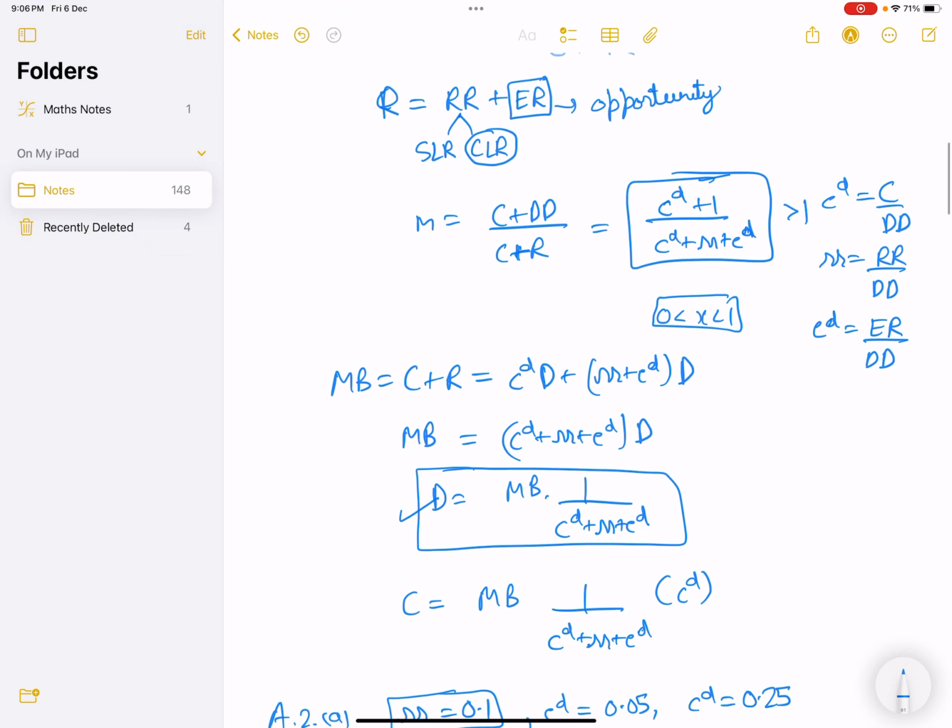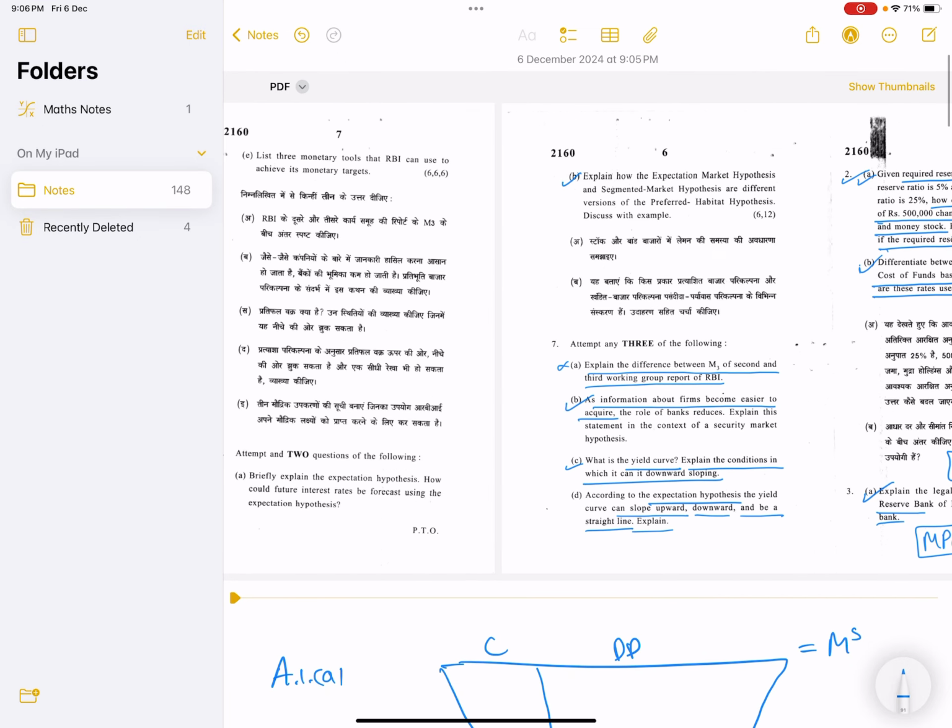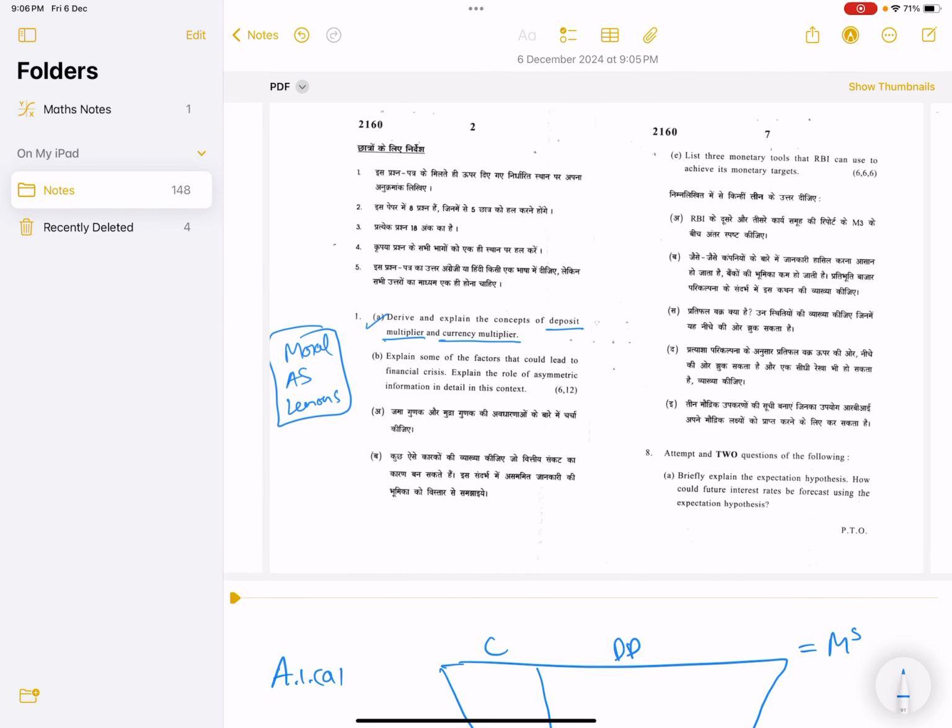Okay, now we are supposed to list 3 monetary tools that RBI can use to achieve its monetary targets. We know about repo rate, we know about reverse repo rate, liquidity adjustment facility, which is done if there is a mismatch in day-to-day transactions, and then CRR, cash reserve ratio, and SLR. You can write many of them. Marginal standing facility rate is also there.